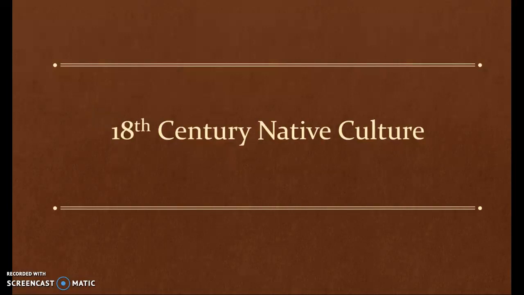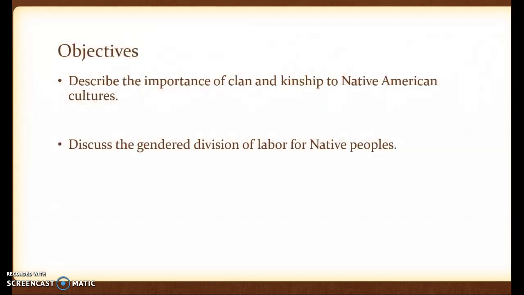This is a lecture that is going to examine Native American culture in the 18th century. In particular, our objectives for this lecture are that we want to describe the importance of clan and kinship to Native American cultures. And then we also want to discuss the gender division of labor for Native peoples and come to some sort of understanding about how that gender division of labor impacted their social and cultural organization.